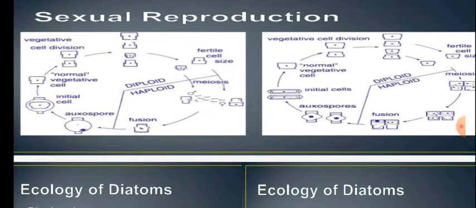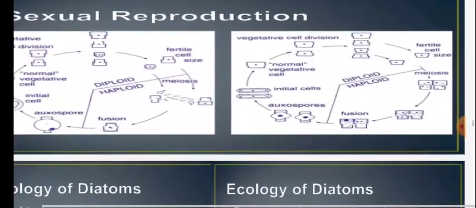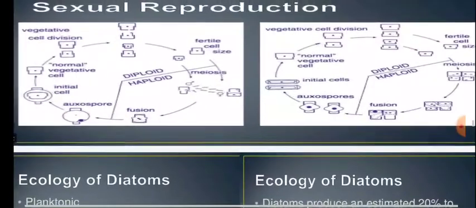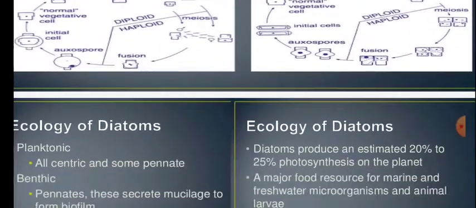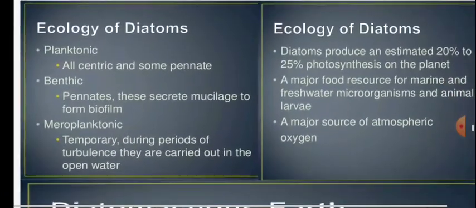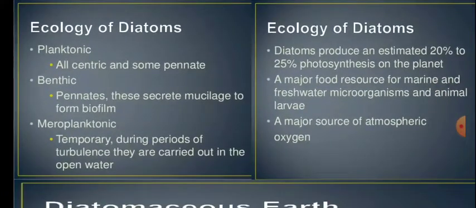So haploid, meiosis, gametes fusion, then auxospore formation, and it gives rise to the initial cell. So this is the one. Then vegetative cell division shows the same fertile characteristics, and the initial cells form a normal vegetative cell. In the ecology of diatoms, they are supposed to be planktonic, benthic, and meroplanktonic.